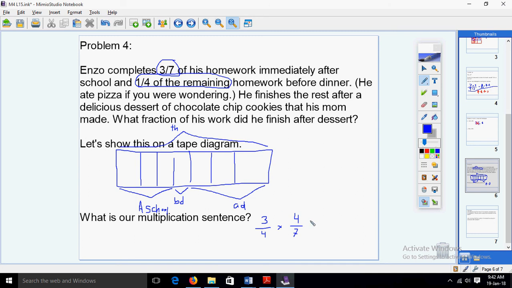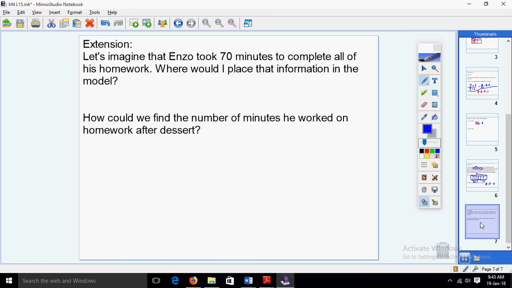Then once you multiply across, actually, I'm going to reduce first because I see a 4 here and a 4 here. I'm going to go ahead and reduce that. Multiply across, I get 3/7. Oh, hey, look, that's the same thing we got before. Woohoo! Okay, last one. This is an extension, so I'll probably go back and look at this.